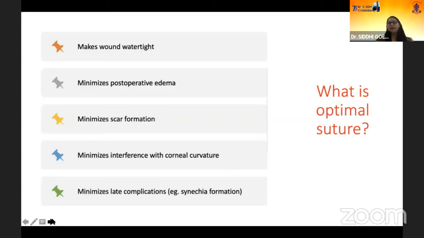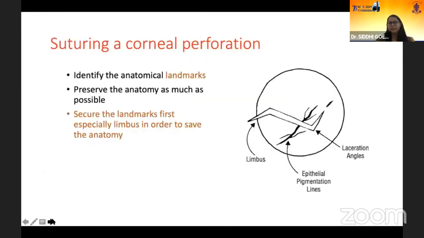So now I would like to discuss suturing. What is an optimal suture? A suture which makes the wound watertight, minimizes postoperative edema, minimizes scar formation, minimizes interference with the corneal curvature, and minimizes any late complications. Now coming down to suturing of a corneal perforation, the first thing we do is to identify the anatomical landmarks, because the goal is to preserve as much anatomy as possible. We secure the landmarks first, especially the limbus, to save the anatomy.